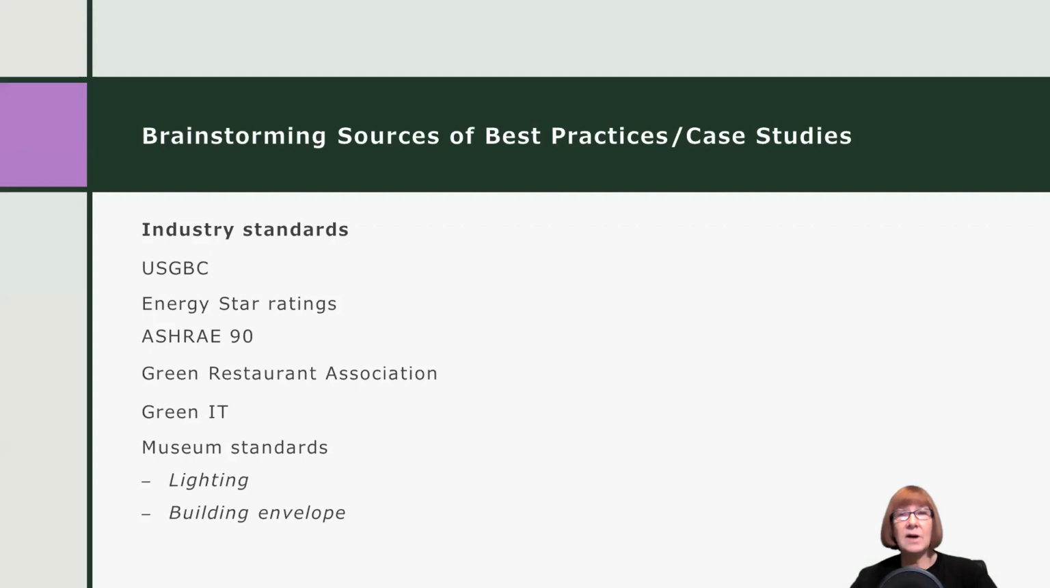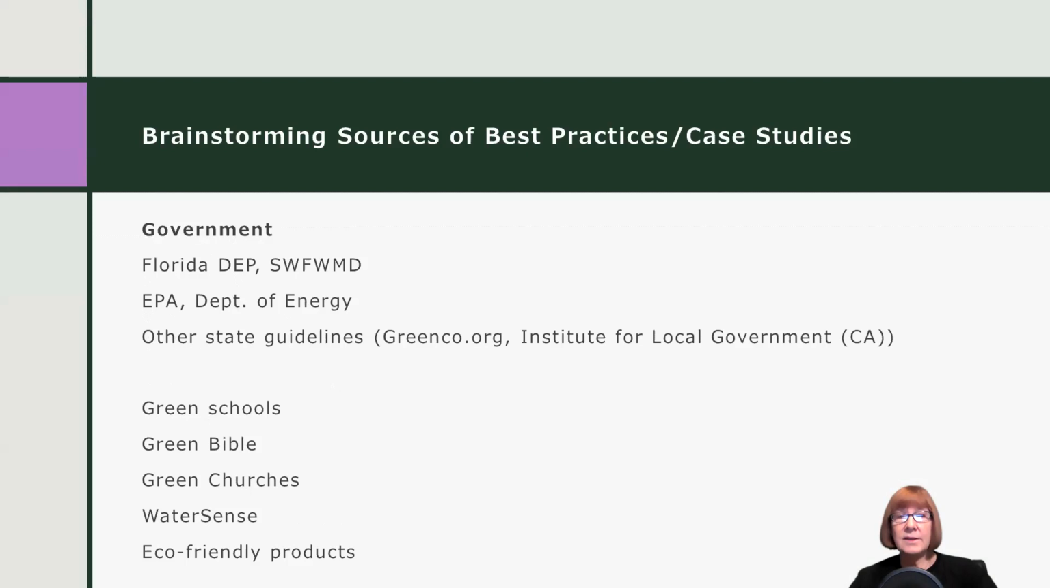So, for example, obviously we have industry standards like USGBC, Energy Star, ASHRAE, specific ones like Green Restaurant Association, Green IT, even some specific ones. There are some museum standards that are out there if you're doing a museum. Other government and department, Florida Department of Energy, remember there's different levels that might have some good information on there, some good best practices, and also some good case studies. SWFWMD, EPA, Department of Energy, other states have got guidelines on them. Greencode.org is Colorado. The Institute for Local Government is California.